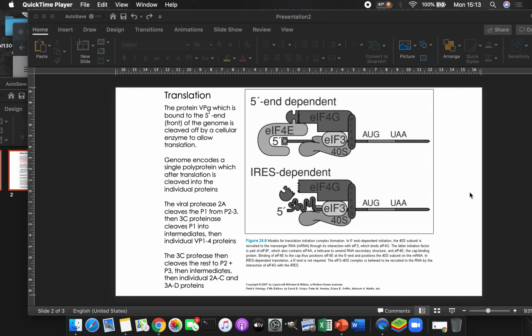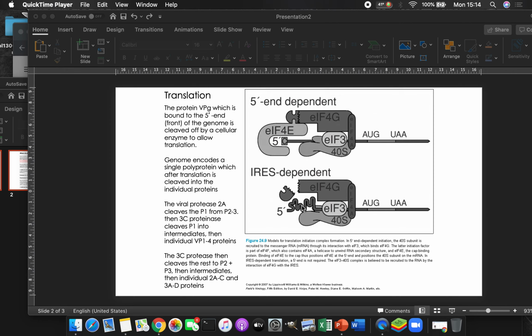But what the virus does is, one, it goes in and it cuts factor 4G. It just cuts the end off it that would normally bind to factor 4E, which is a rotten thing to do. And then it folds up into that internal ribosome entry site, IRES, which is the sort of squiggly line shown down here at the bottom, right there.